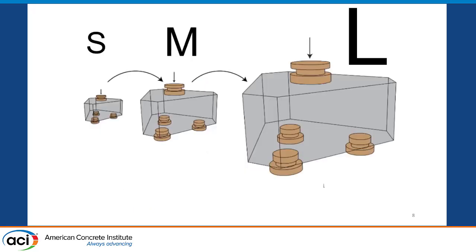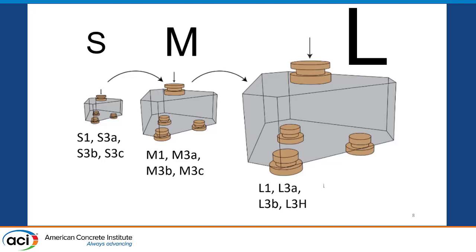So again, small, medium, large is a familiar slide. At the small scale, we tested 4 specimens. S1 was the smallest one. We tested 1 layer of reinforcement. S3A, 3B, 3C, those are repetitions of specimens with 3 layers of reinforcement each. At the medium scale, we repeated the same thing: N1, and then N3A, B, and C. And at the largest scale, we tested L1, L3A, L3B, and L3H. H is the one that had the higher strength concrete mix in it.